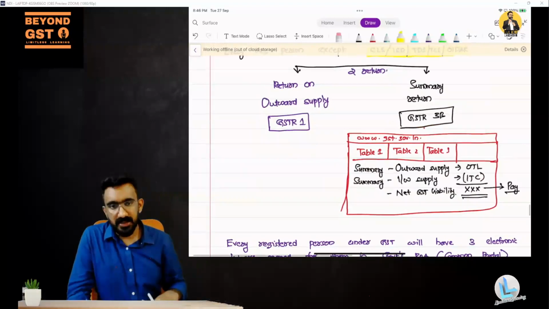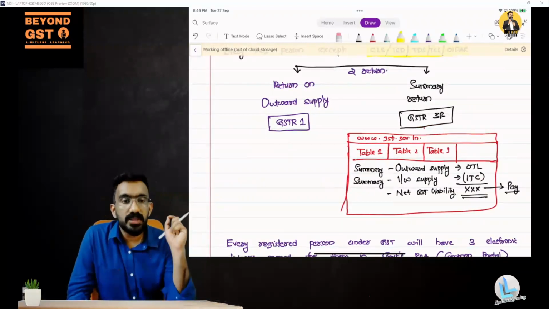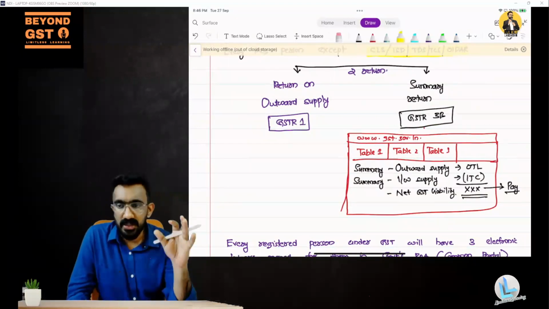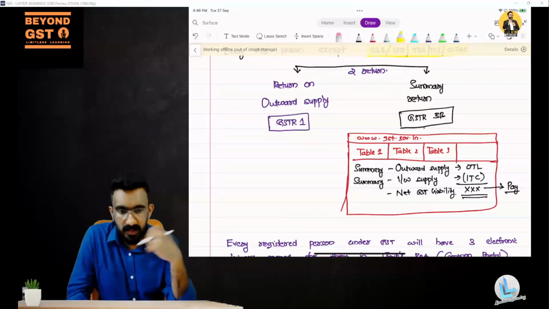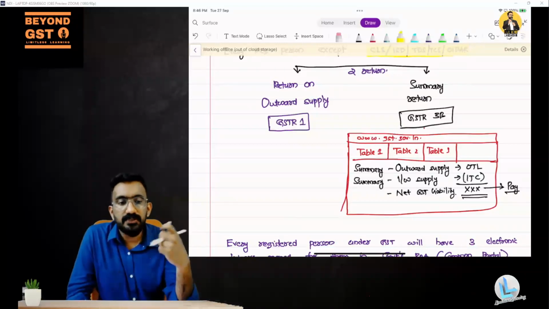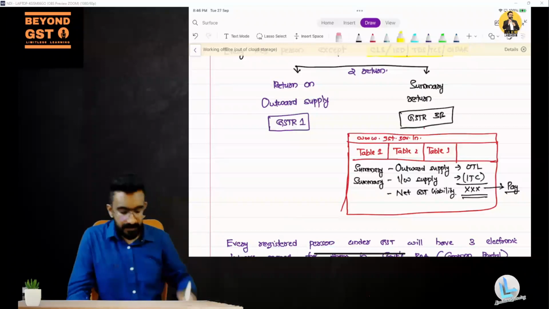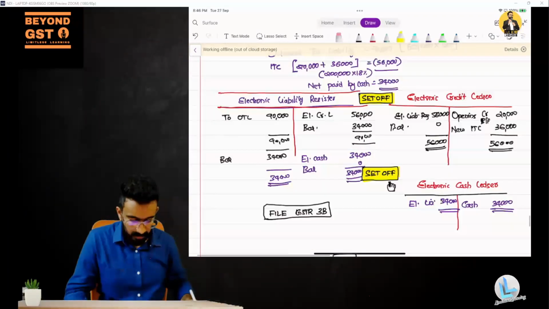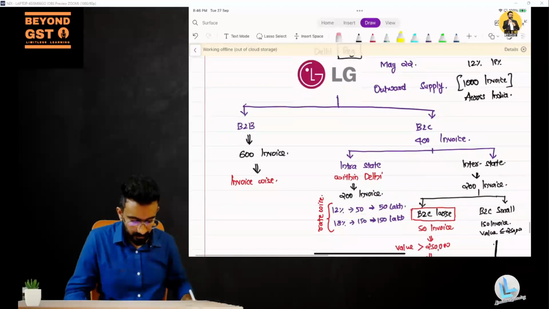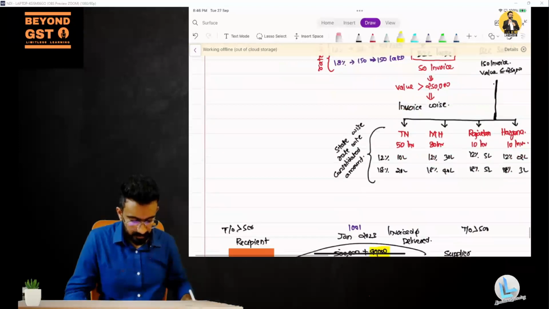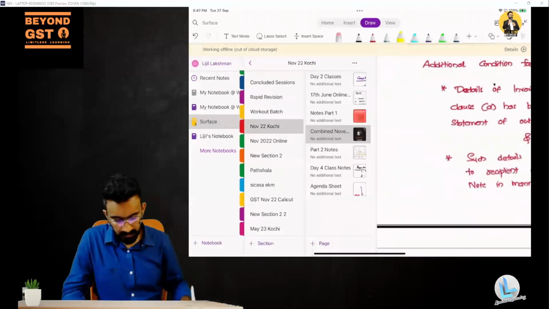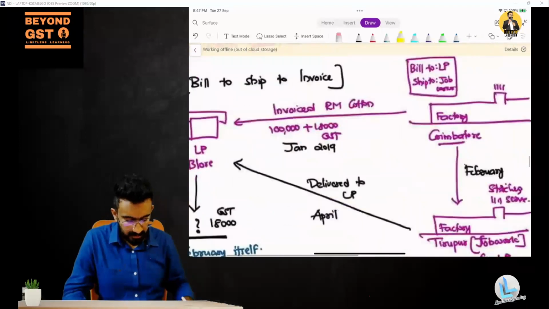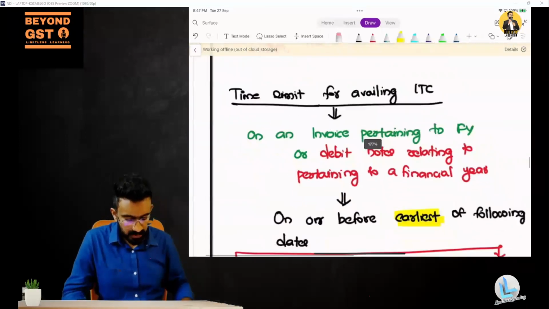Now GSTR1 is nothing but a return on outward supply. It's an information return, which means the government is not asking you to pay taxes by using GSTR1. They are asking you to furnish information in GSTR1. What do you mean by furnish information in GSTR1? Because if you look at the structure of GSTR1, you will understand that. In the notes I have given how somebody has to file GSTR1. Go a few pages ahead, then you will understand.